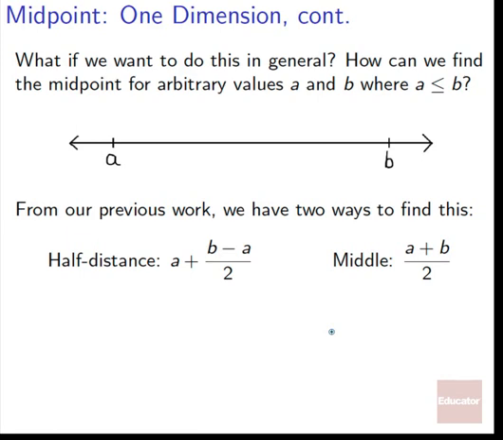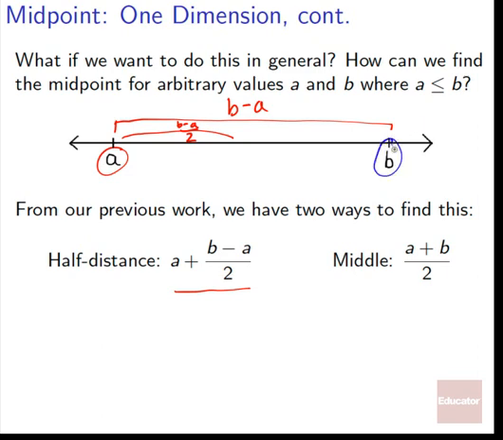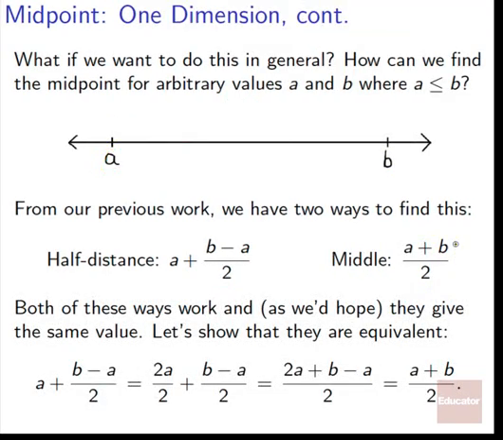From our previous work, we've got two ways to find this. The distance from A to B is going to be B minus A. So if we move up half of that distance, it's going to be B minus A over 2. So we'd start at A, and then we'd add B minus A over 2. That's our half of the distance idea. But we can also think, hey, look, I know I'm going to be here, and I'm here, so I'm looking for the place that's halfway between them, so we get the middle, that's A plus B over 2. Now, from what we saw before, both of these ways work, as we'd hope.